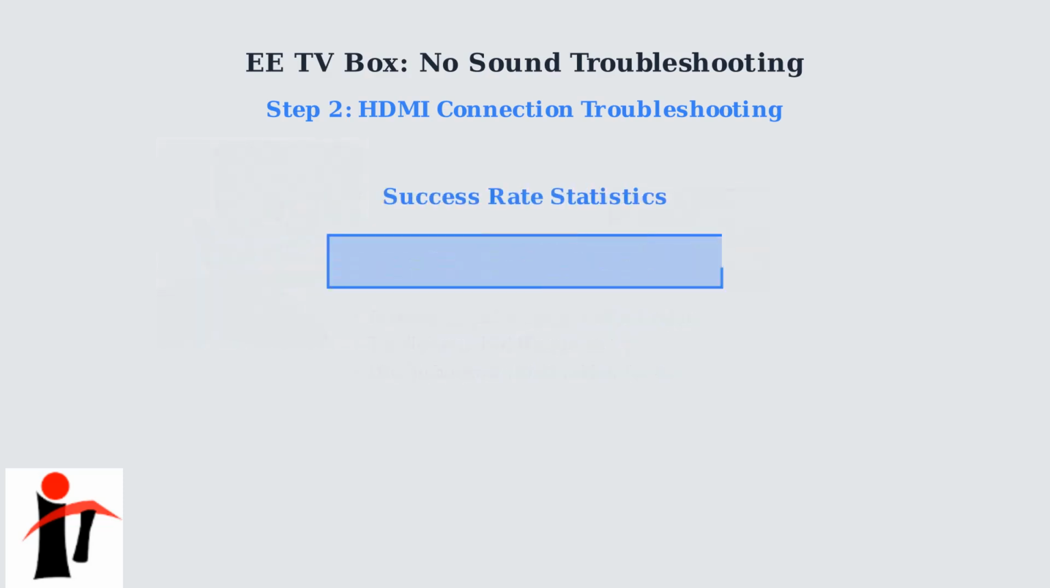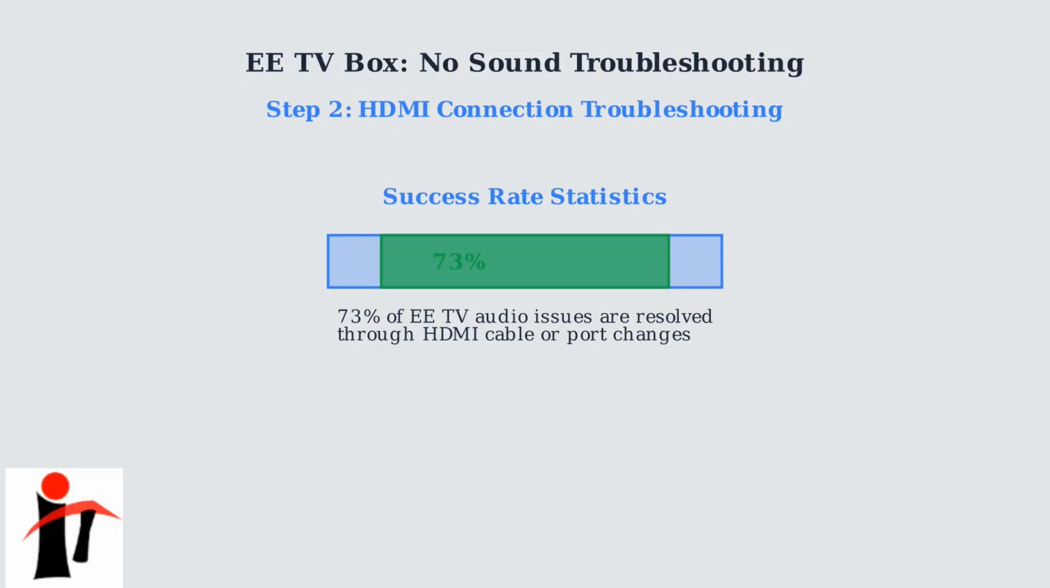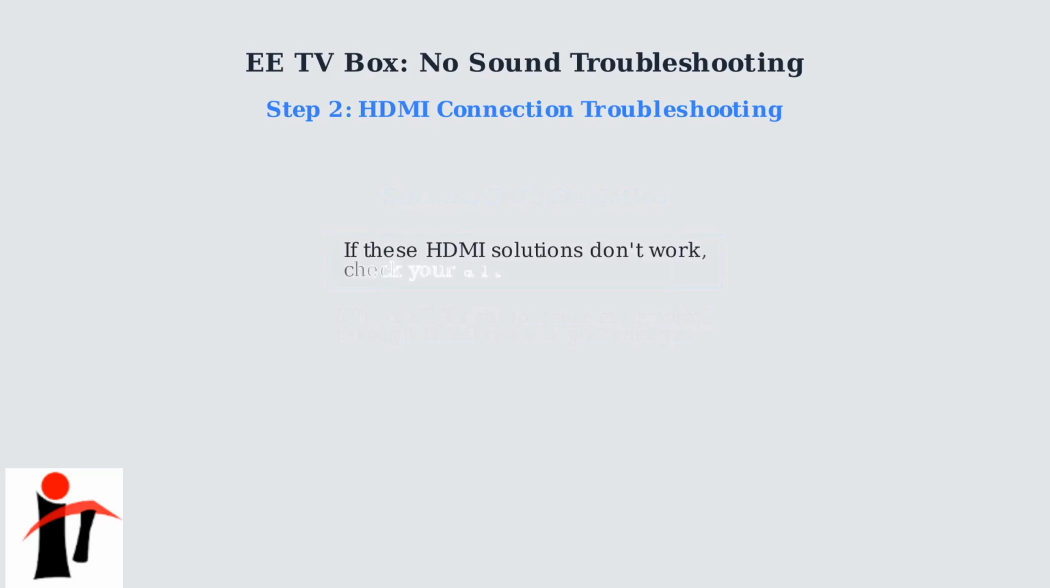According to industry data from 2024 to 2025, approximately 73% of EETV audio issues are resolved simply through HDMI cable replacement or switching to different ports. This makes HDMI troubleshooting your best first approach. These HDMI troubleshooting steps resolve the majority of EETV box audio problems. If you still have no sound after trying these solutions, the next step is to check your audio settings, which we'll cover in the advanced troubleshooting section.